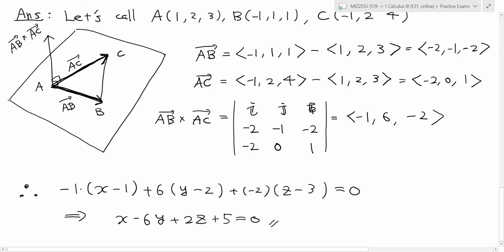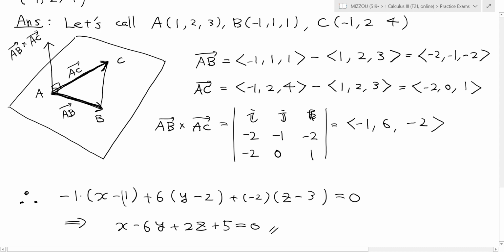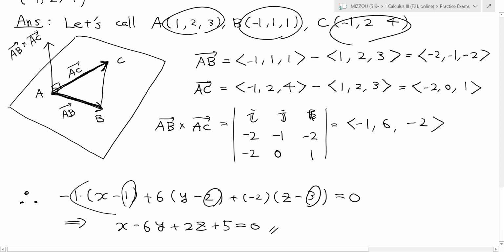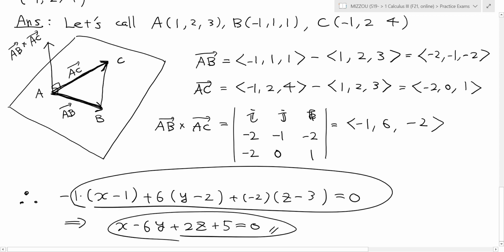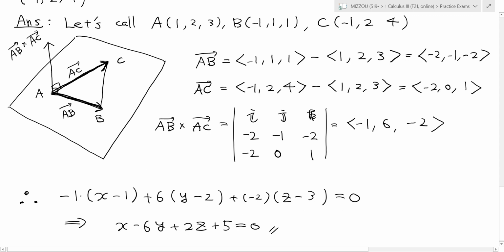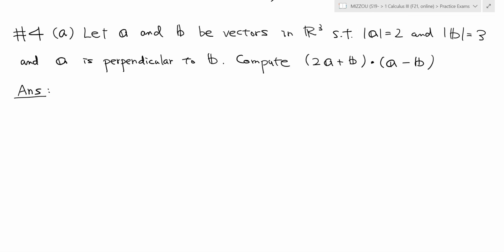All right. Then for those numbers, if you use B or C instead of A, it would look different, but once you simplify this expression, you are supposed to get the same answer anyway. Okay, so this is number 3. This is number 4, part A.